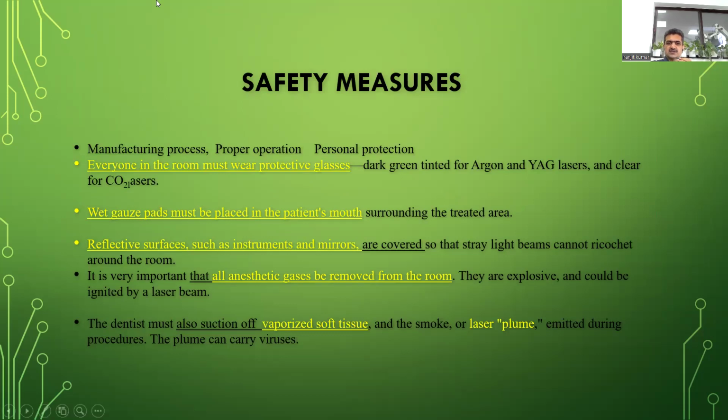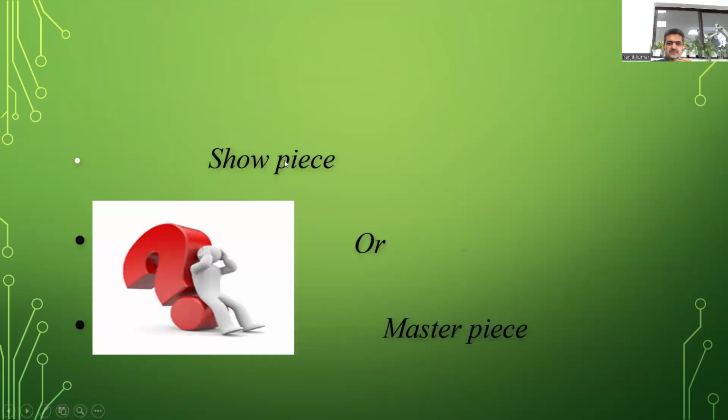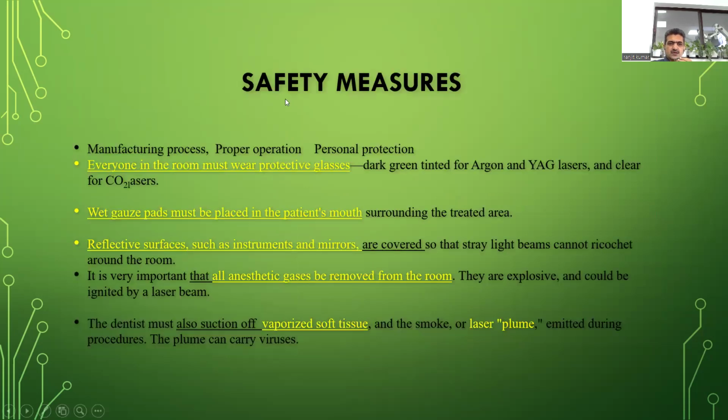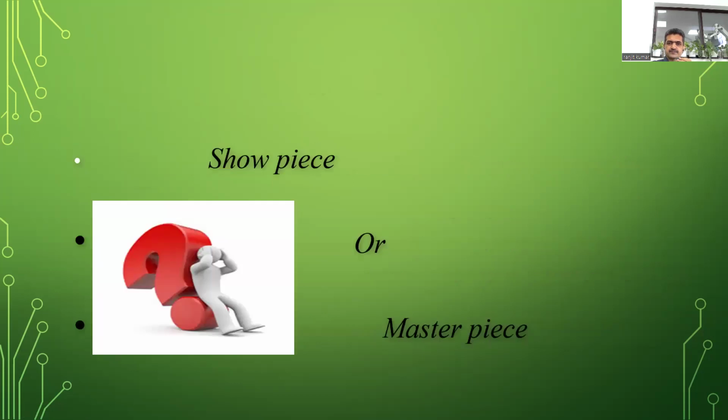And then what are the safety measures when using lasers? Based on the laser, everyone in the room must wear protective glasses, and use a wet gauze pad on the patient's mouth. Reflective surfaces should not be used. All anesthetic gases must be removed from the room, and suction of vaporized tissue to reduce the laser plume.